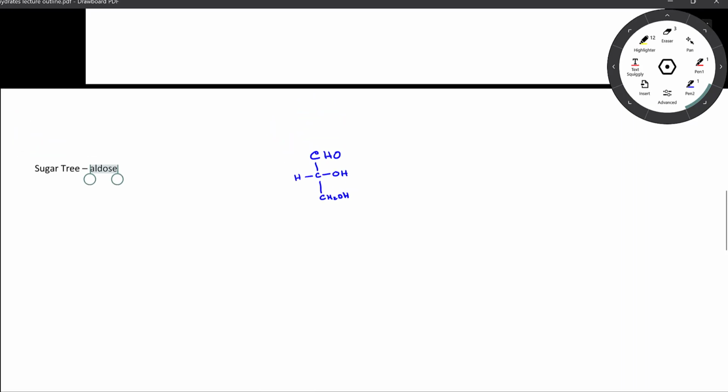CHO at the top. Computer's getting really hot and slow, sorry. And then it's going to have C, and then OH, and H. Remember, this is the D sugar tree. The L sugar tree is just a mirror image of this. CH2OH.